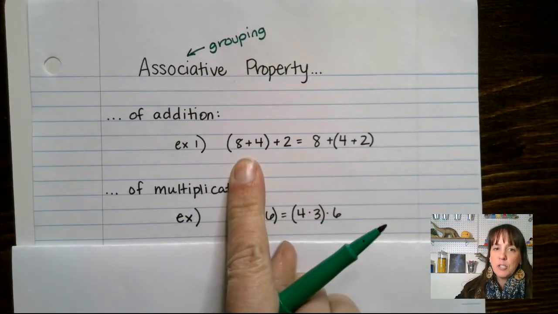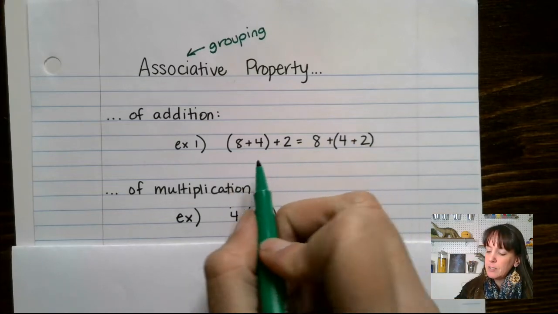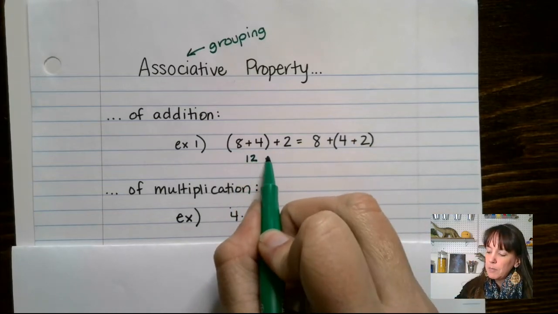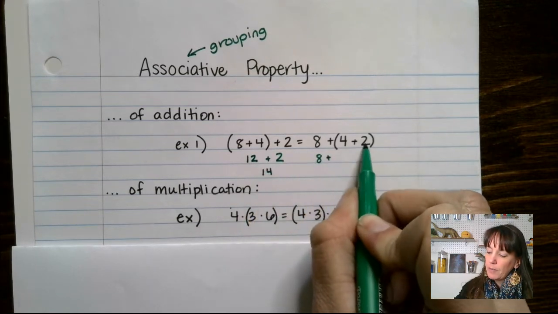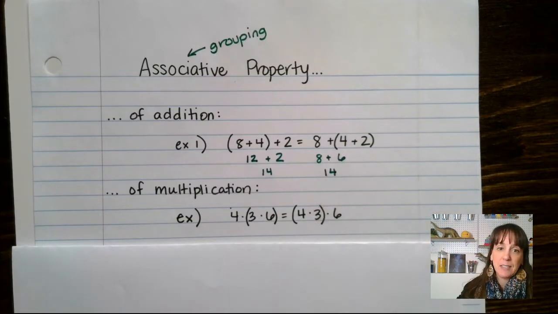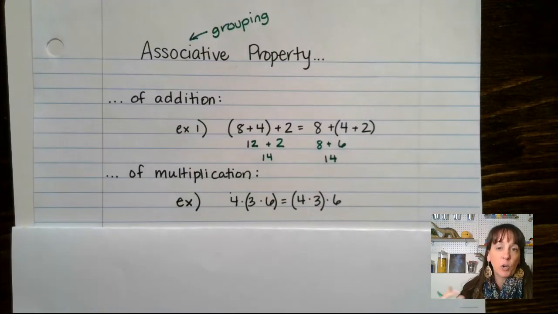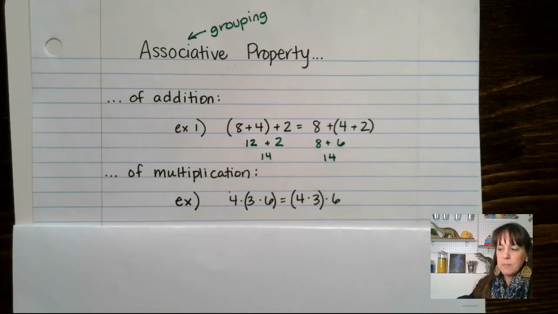Now, with our addition, you see that we would get the same thing for either of those. 8 plus 4 is 12, plus 2 gives me 14. 8 plus 4, 5, 6 gives me 14. So I end up with the same answer. That's why we're allowed to do this. We're allowed to add those because we're allowed to group them separately.